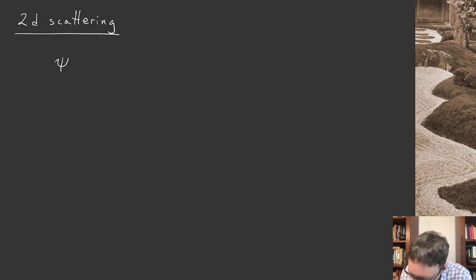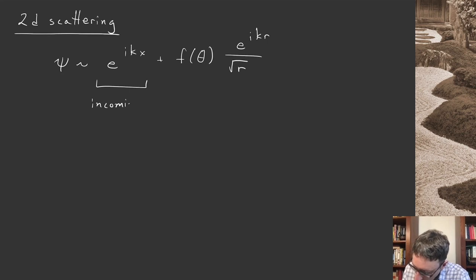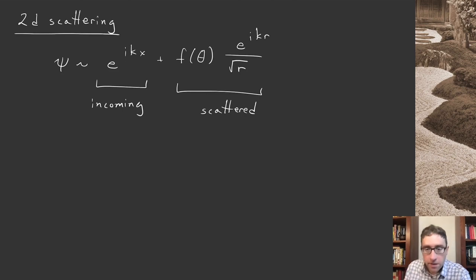So I want to write an asymptotic form for the wave function. I have my incoming plane wave. I'm going to send in some incoming plane wave in the x direction, and it will scatter out in a way that depends on the angle. In 3D, there'd be an extra angle, potentially, if the potential wasn't symmetric. Here I just have one polar angle describing the angle around the target, and a radially outgoing wave. So this is incoming, this is my boundary condition, if you will. And this is what happens. This is the scattered stuff coming out.